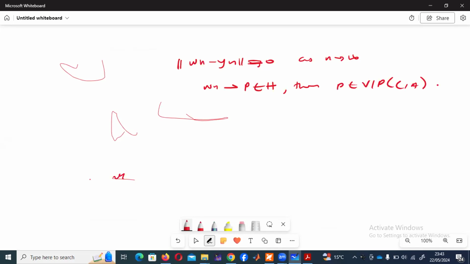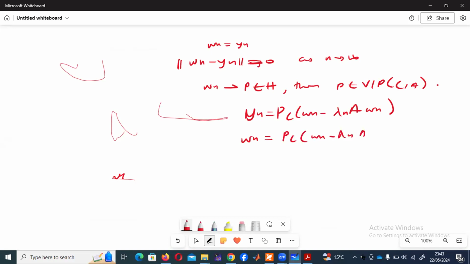Now, how do we know that? Wn minus Yn tends to 0 means Wn equals what? Yn. And what is Yn itself? Yn is PC of Wn minus lambda n A of Wn. So if Yn is Wn, what do you see? This is now Wn equals PC of Wn minus lambda A of Wn. So the fixed point formulation of the variational inequality is that when x is this guy.